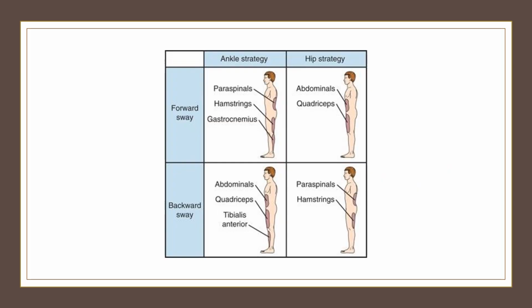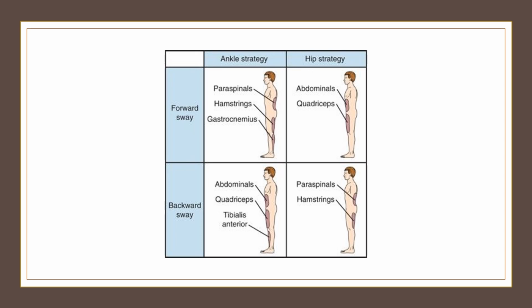This just shows what we'll see if we have somebody using a bit more of the ankle strategy and the forward sway. If they were to sway forward, what are they going to use to counteract that? We're going to use the muscles on the posterior chain of the body to stabilize that. If we're using the ankle strategy and doing a bit more of a backward sway, again, we're going to use muscles on the anterior chain of the body to help stabilize.